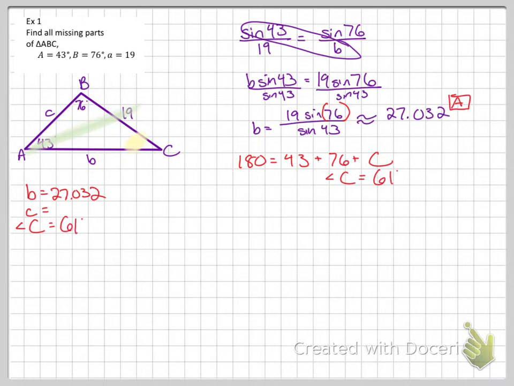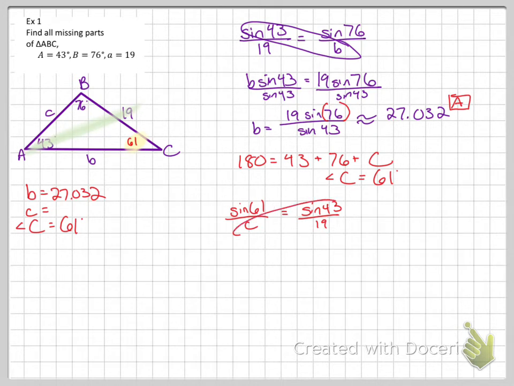Now I can do law of sines to figure out lowercase c. So I'm doing c's now, right? So sine of 61 over lowercase c. When you set it up, always use the ones that were typed on the paper. So here's the thing. If I got b wrong, if b is not 27 point whatever, and you start using that in your new equation, now you're going to get your second or third part wrong as well, right? So I'm going to use the green fraction again, the a's, sine of 43 over 19, because those were given in the problem. I know those can't be wrong.